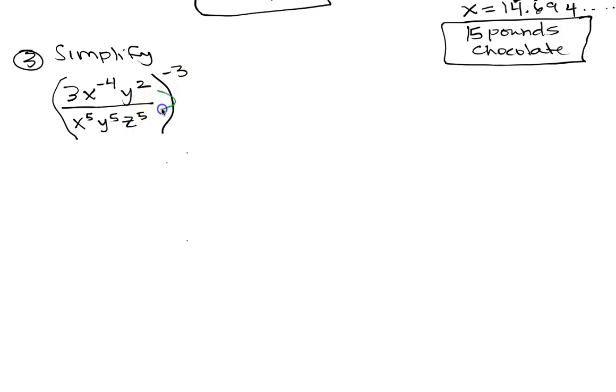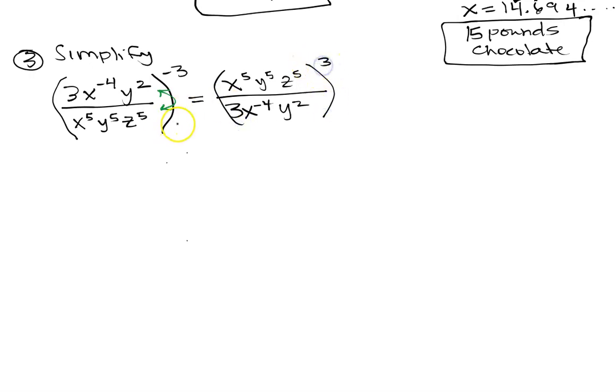But for me, I like to get rid of that negative exponent on the outside first, which means I need to flip this whole fraction. So whatever is on the top goes to the bottom, and whatever is on the bottom is going to go to the top. So I'm going to have my 3x to the -4th, just how it looks here, that stays exactly like that. I'm just flipping it because of that negative out there. So 3x to the -4, y squared, and then on the top, I've got the x to the 5th, y to the 5th, z to the 5th. And now everything is raised to the 3rd power.